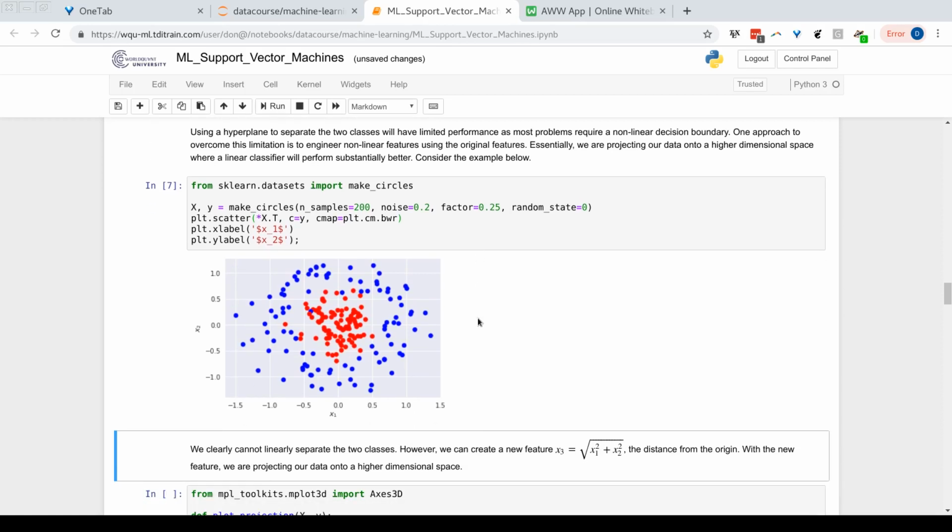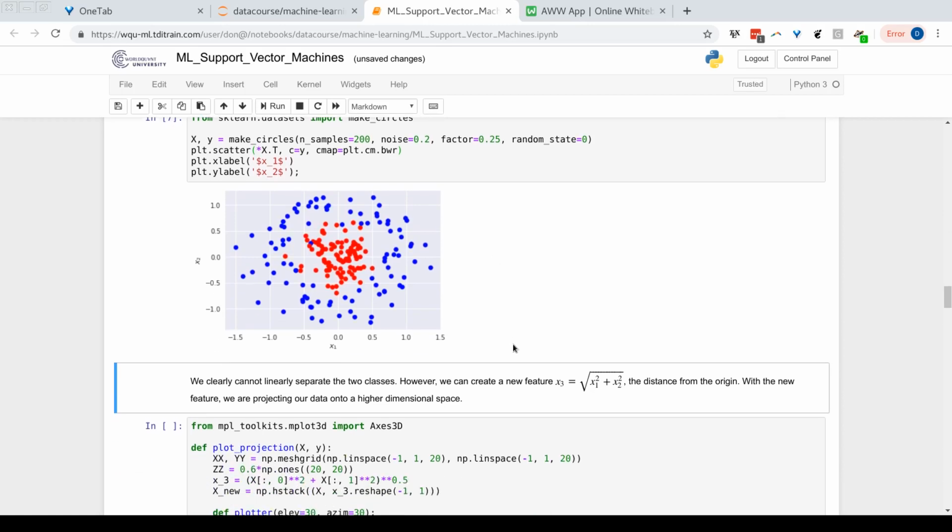One thing we can do is create a new feature. In this case, we're going to call it feature x3, which is going to be the distance from the origin of our original feature space. So the square root of x1 squared plus x2 squared. That's our new feature. Essentially, what we're doing now is projecting our original data points in these 2 dimensions to a higher dimensional space, in this case, 3 dimensions.